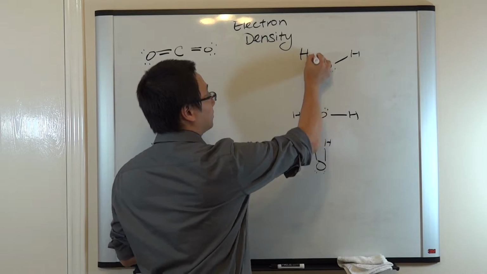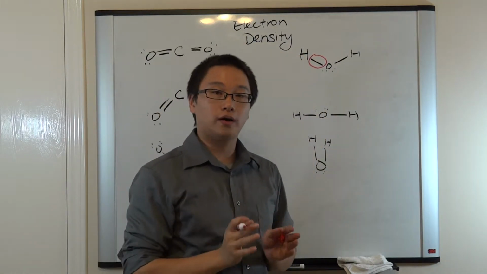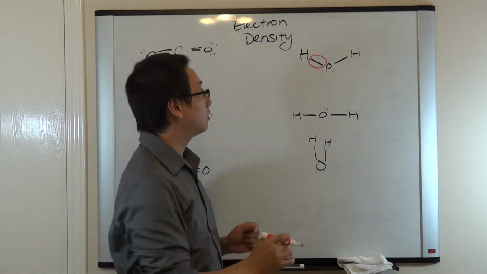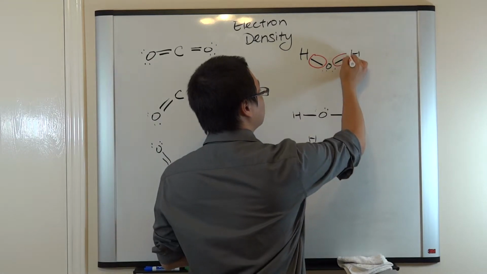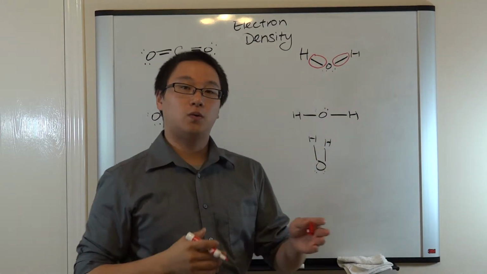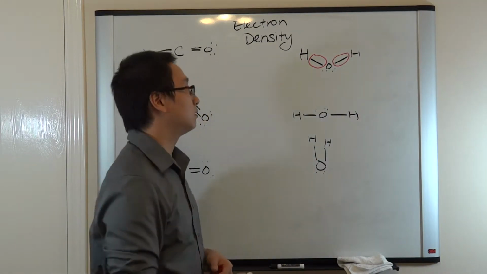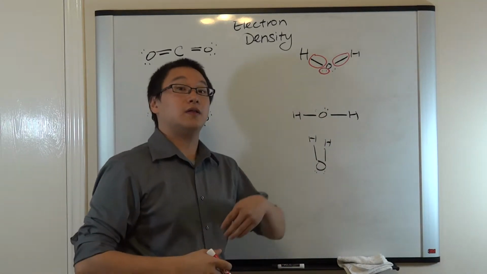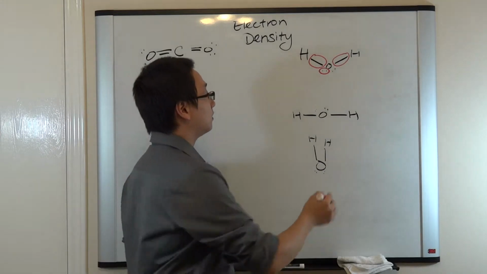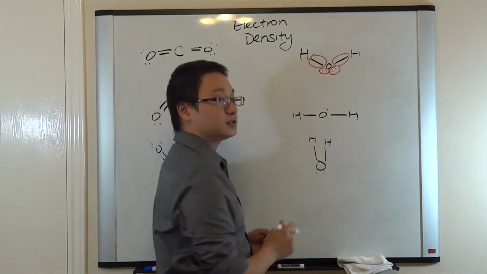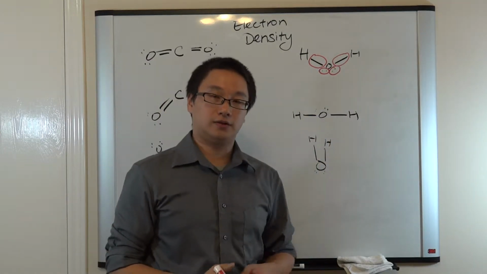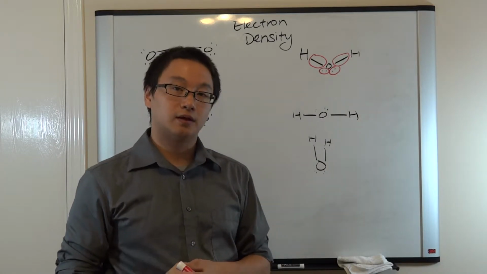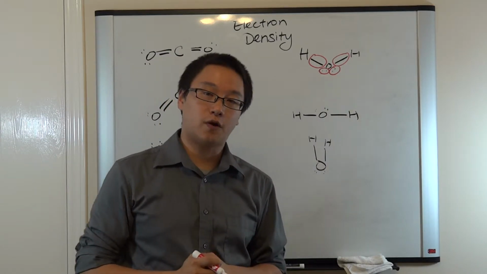This will be considered as one electron density. This is considered as another electron density. This is considered as the third electron density. This is considered as the fourth electron density. I hope you're following so far.